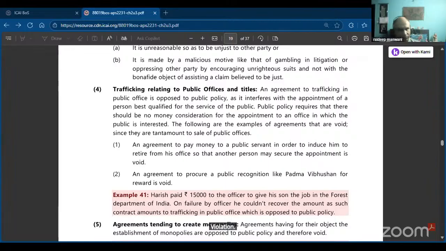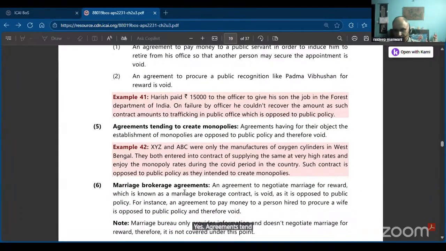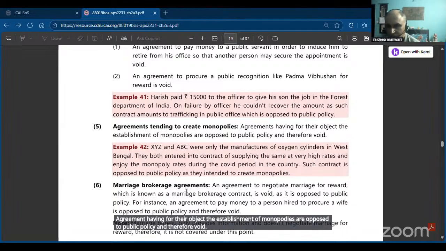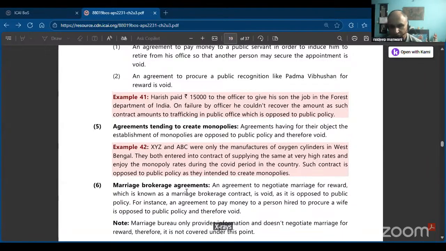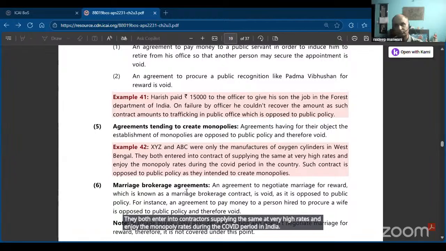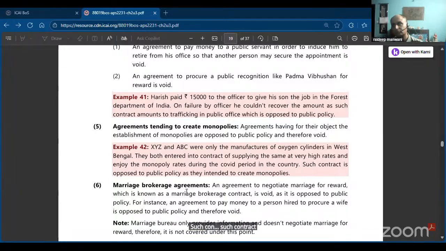Last one, which you can do. Agreements tending to create monopolies. Agreements having for their object the establishment of monopolies are opposed to public policy and therefore void. Okay. Read quickly. XYZ and ABC were the only manufacturers of oxygen cylinders in West Bengal. They both entered into a contract of supplying the same at very high rates and enjoyed monopoly rates during the COVID period in India. Such a contract is opposed to public policy as they intended to create monopolies.